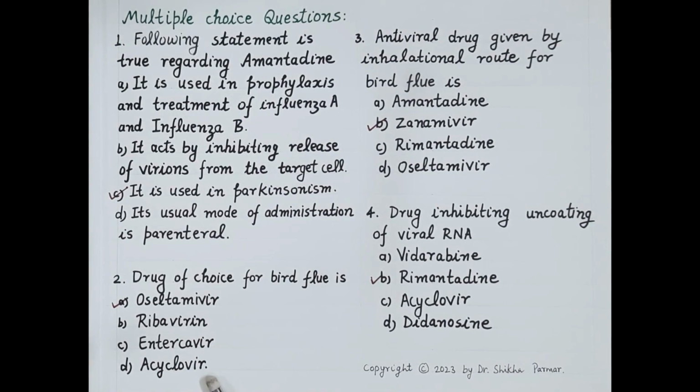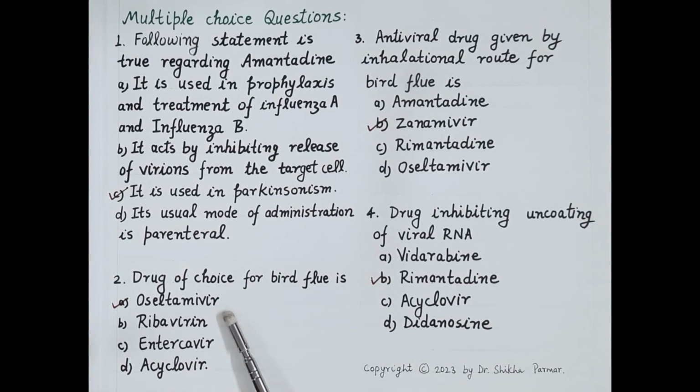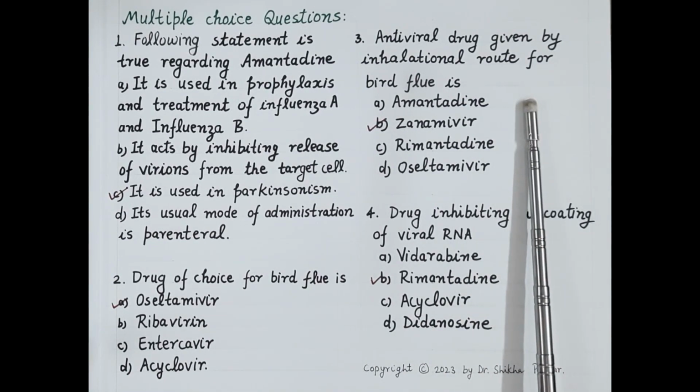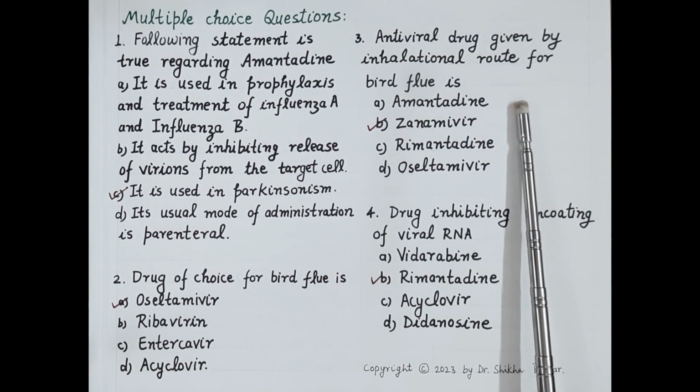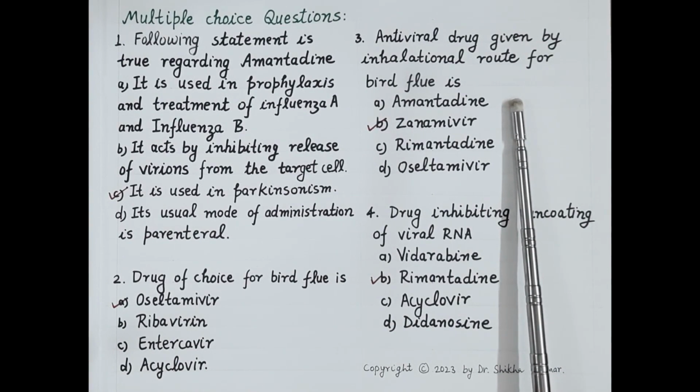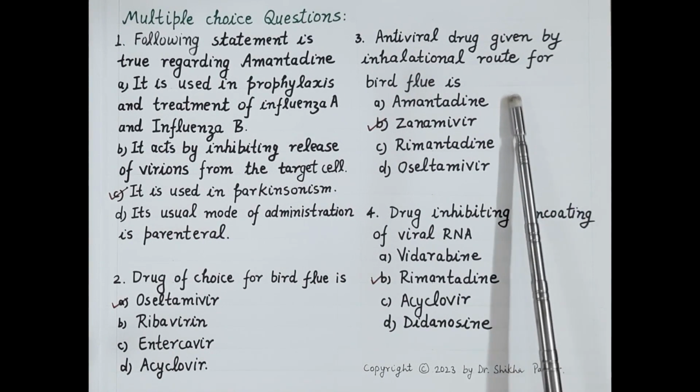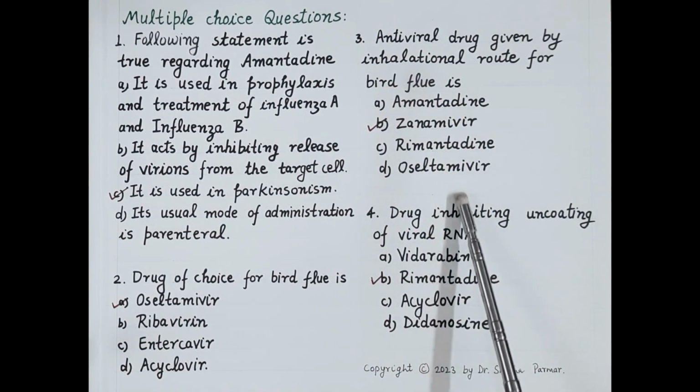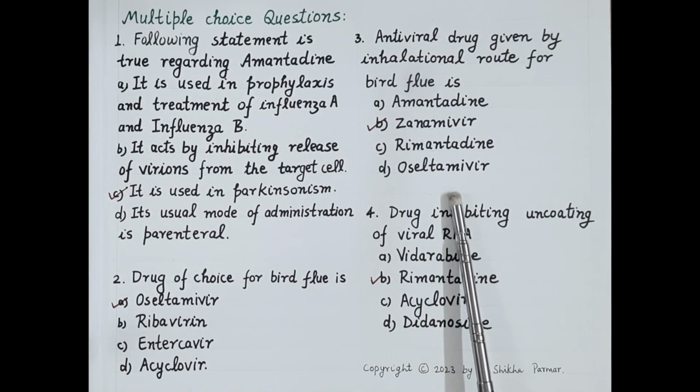Then acyclovir, it is an anti-herpes virus drug. So the correct answer is oseltamivir. Oseltamivir is used in the treatment of influenza. It is also used in the treatment of bird flu. Then the third multiple choice question, antiviral drug given by inhalational route for bird flu is. So here we should know the route of administration of these drugs and their indication.